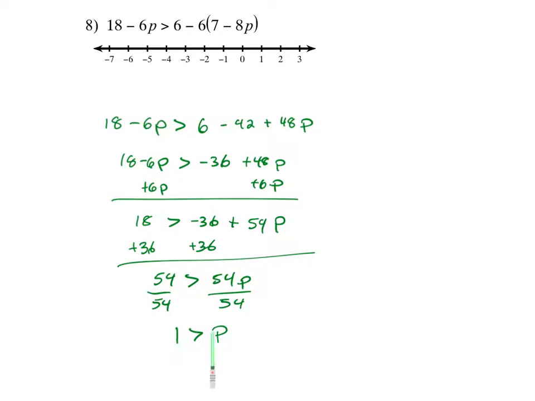So if 1 is greater than p, that means that all the values of p have to be less than 1. So I'm going to mark it right there. It's going to be an open circle because it's just greater than, and it's going to my left again. 1 is greater than p, so that means that any value that is included on that graph has to be less than 1, because 1 is greater than every single number of that solution set.